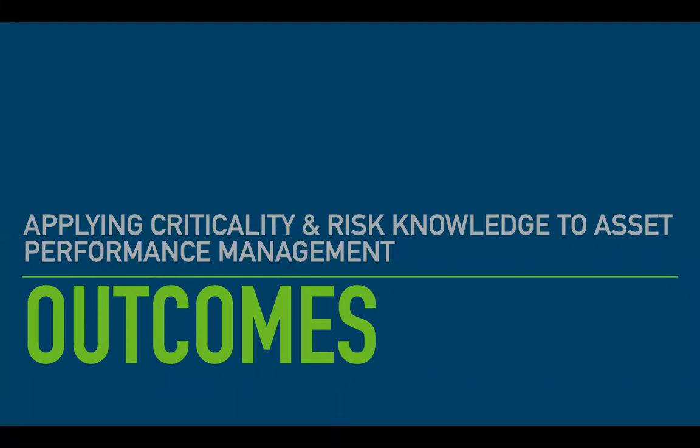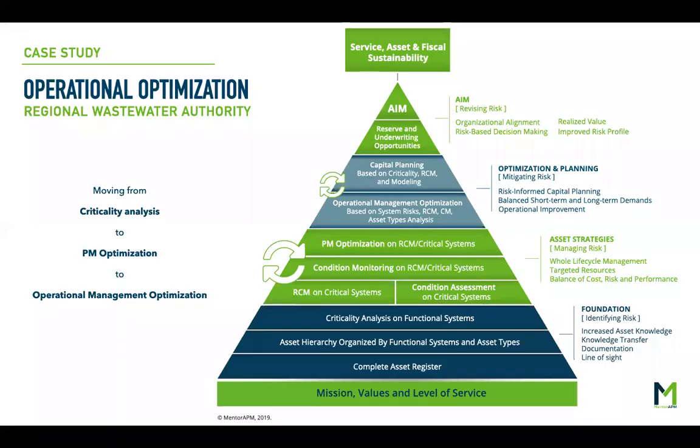Okay, some of the outcomes, and we want to move on with this to make sure that we leave some time for questions as well, that we aren't just talking about theoretical things, but this is actually translated into tangible financial and risk-related results. So what we're going to do on the first example is we're going to move from our criticality analysis to some PM optimizations and PM review, as well as then what kind of operational changes were made. And so we're going to go from criticality to PMs to operational management optimizations.